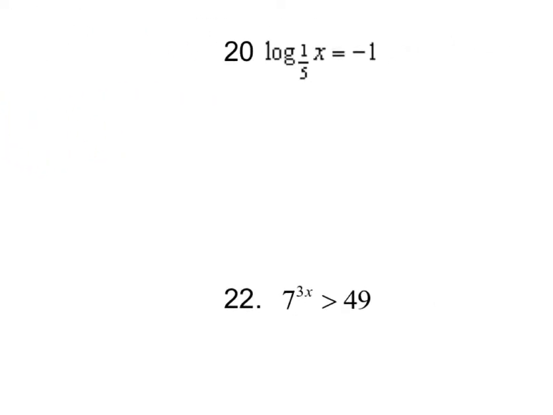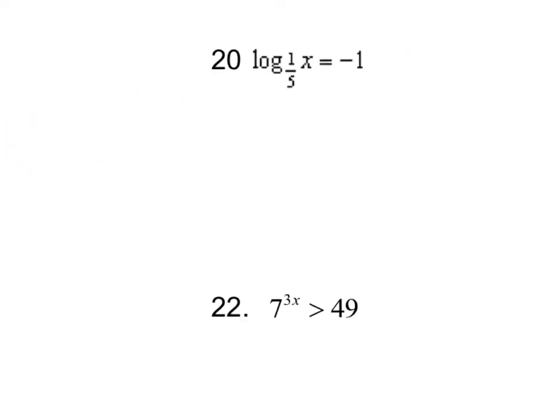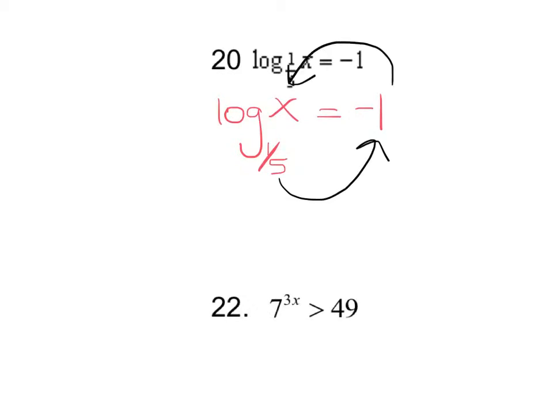Now let's move on to number 20. Again, in order to solve something like this, maybe this is not very clear, so I'm going to rewrite it. The 1/5 is the base. So every time you have a log and you need to solve it and you can see that the argument is the variable, you can just use the circle method to solve. So 1/5 to the power -1 would be x.